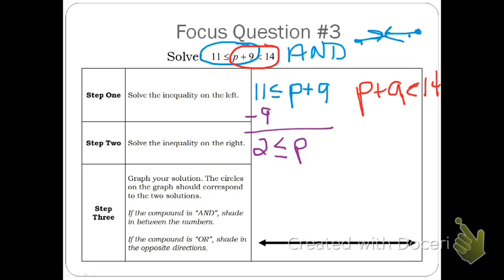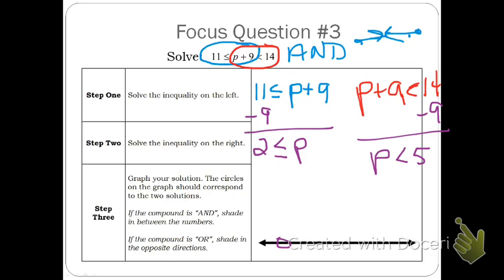And our other statement, I've got P all by itself. I can go ahead and leave it that way for now. P plus 9, again, I need to move that 9 over as a negative 9. So P is less than 14 minus 9, which is 5. So there are my two statements that indicate my endpoints of 2 and 5.